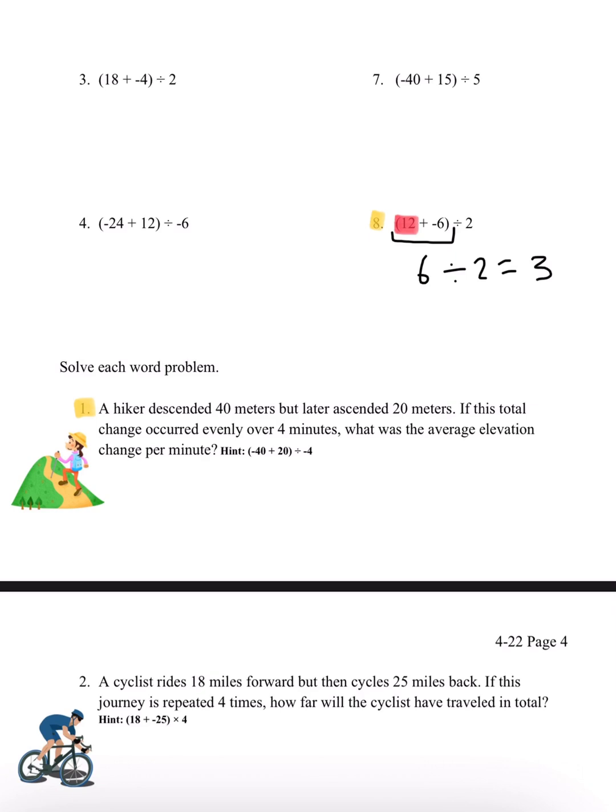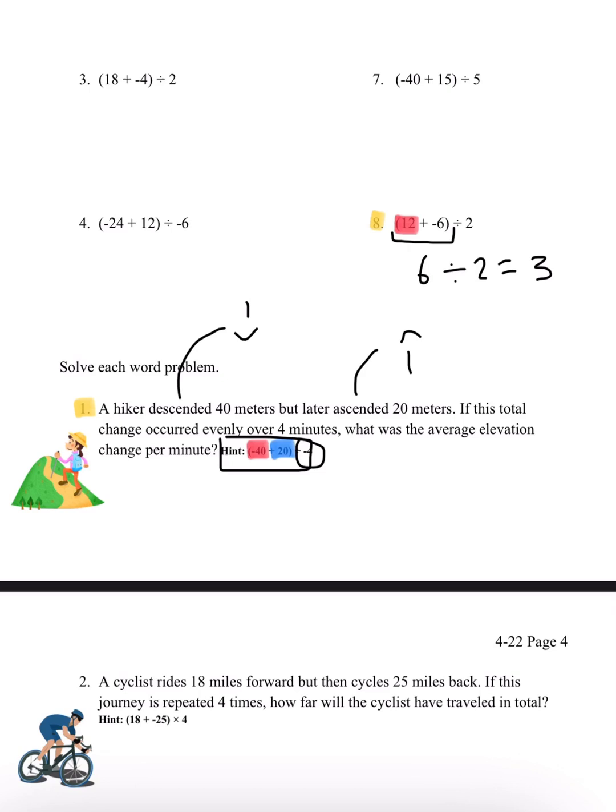It says, a hiker descended 40 meters, but later ascended 20 meters. If this total change occurred evenly over 4 minutes, what was the average elevation change per minute? And the equation we're going to be solving is right here, which is our hint. So, a hiker descended. Descended means they went down. So that's why we have negative 40. And ascended means we're going up, which is why it's a positive 20. And then it says, if the change occurred evenly over 4 minutes. So that's why we're dividing it by negative 4.